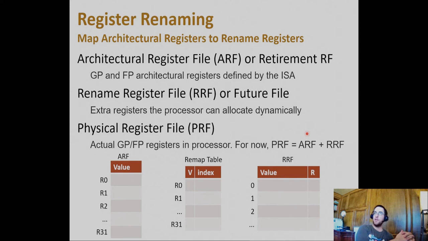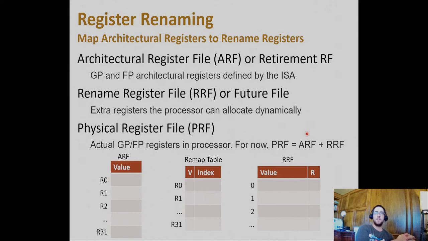The rename register file, sometimes called the future file, is a register file that exists within the processor. It's not visible to programs. And it contains extra registers that the processor allocates dynamically to map architectural registers to renamed registers. So it's like a temporary variable in some sense, where you can allocate a temporary variable so that you have a different name for destinations. So it gives you a temporary place to put destinations, and thereby allows you to rename destinations by allocating new storage for them. So in order to have the ability to rename registers, you need to have additional storage for the renamed registers. So that's what the rename register file is.